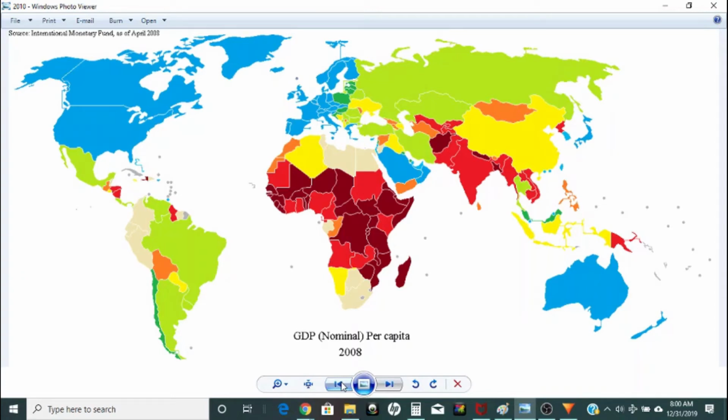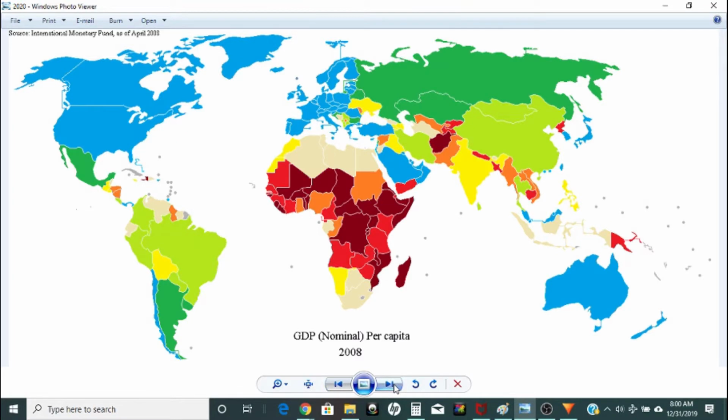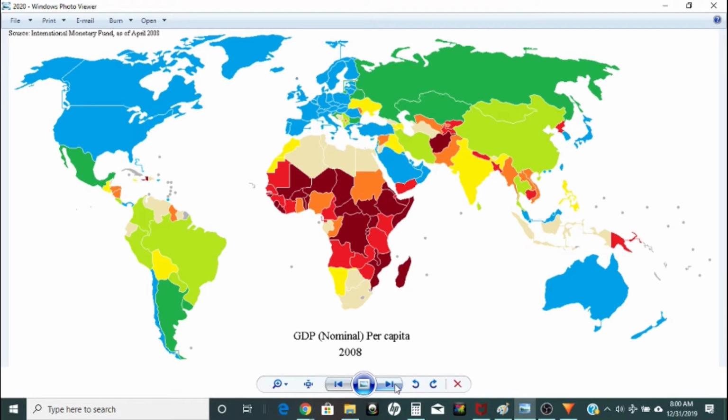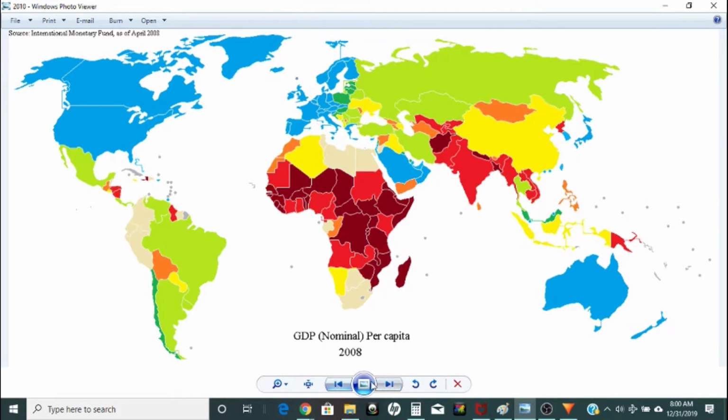For the last video of the year, I thought I'd talk about how the world economy has changed over the past decade. So this is a map of how rich and developed each country was in 2010, and this is a map of how rich each country is at the beginning of 2020. By comparing them, you can see how countries' level of income has changed over the past decade.